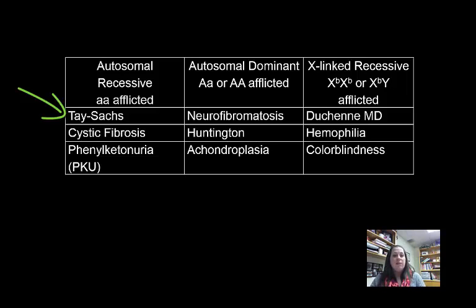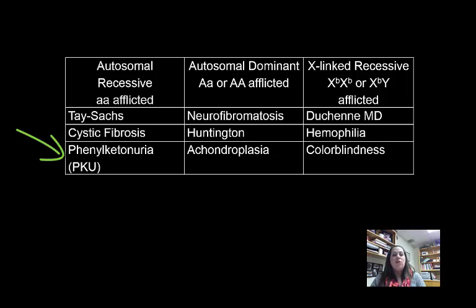We also see cystic fibrosis as autosomal recessive. With cystic fibrosis, this causes an abnormal thick mucus, and it's going to cause issues with their breathing and digestion. It's one of the most lethal genetic disorders for the Caucasian community.